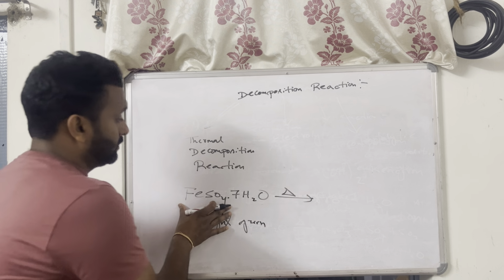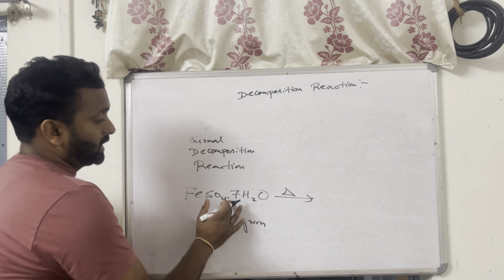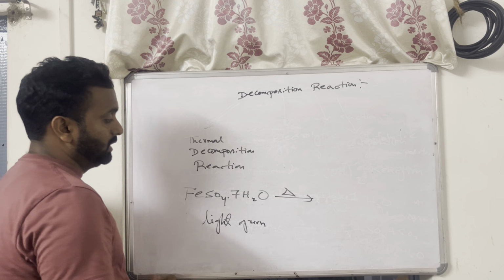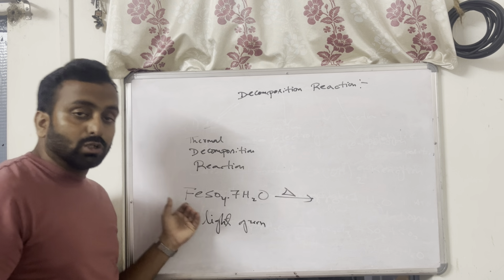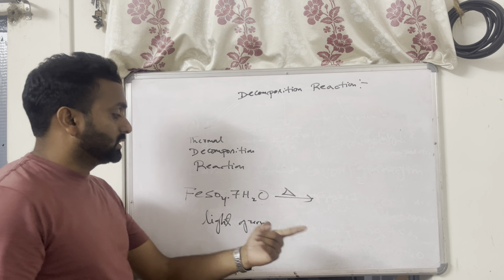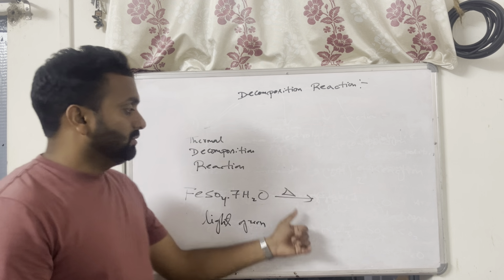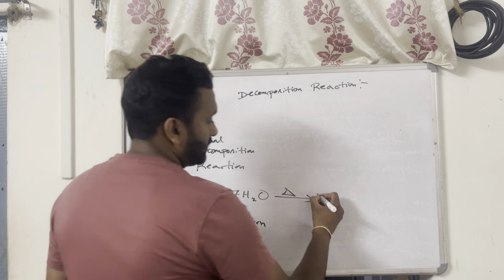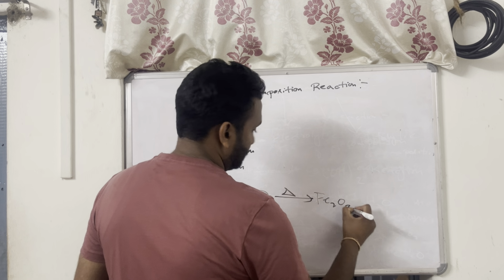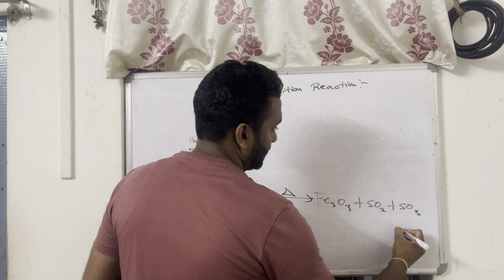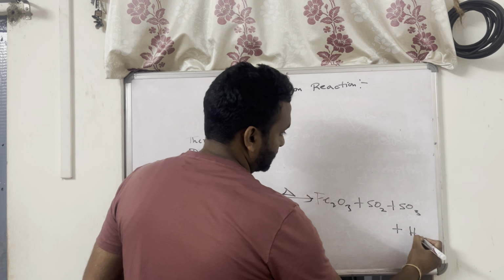So here, that ferrous sulfate is attached to a fixed number of water molecules, that is 7 water molecules. That's why it's also a water of crystallization. And here in crystalline form, its color is light green. When we burn it, what will happen? When we burn it, we get ferric oxide, sulfur dioxide, sulfur trioxide, and water of crystallization.